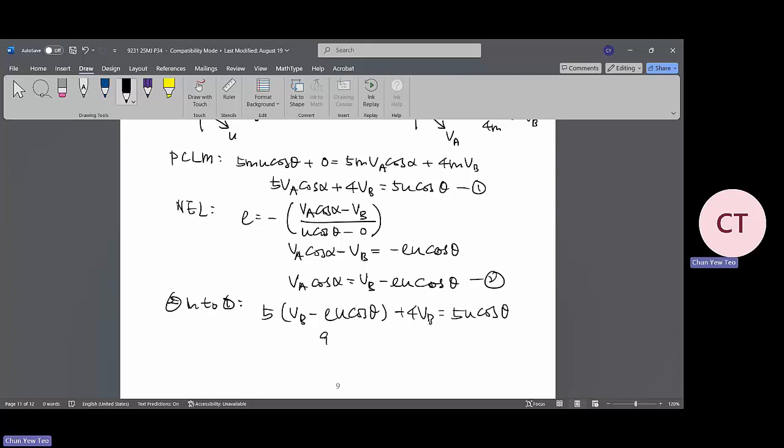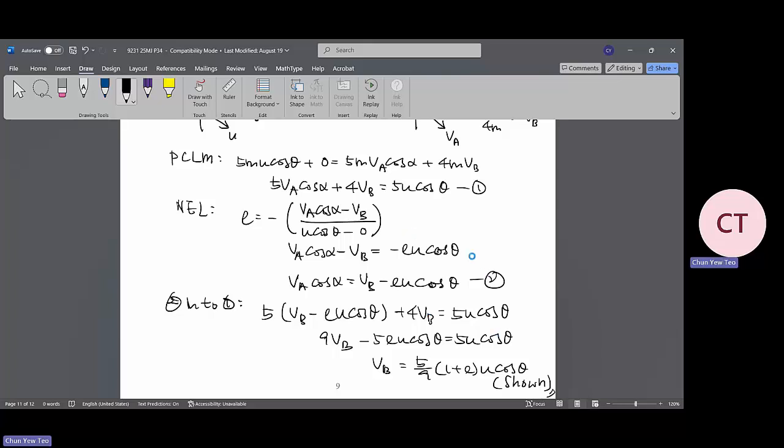Expand and simplify, you get 9VB minus 5EU cos theta is equal to 5U cos theta. So your VB is equal to 5/9 (1 plus E) U cos theta. That is the answer for question 6A.